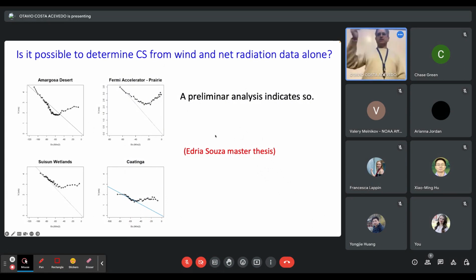Edras also was a master student that we had. She was not my student, she was a student of a colleague, but she defended just before I came here. And she looked at over 100 data sets from Fluxnet. Fluxnet reports both wind speed and net radiation. It's perfect for us. And of the near 100 that she analyzed, I think about 70% confirmed that as the net radiation increased, the mean wind speed increases linearly too.